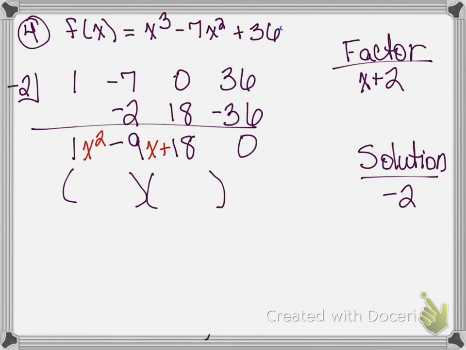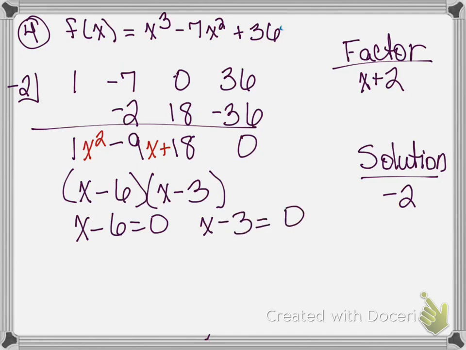My product is 18. 6 and 3, but it's negative 6 and negative 3. So I have x minus 6 and x minus 3, because negative 6 times negative 3 is positive 18. Negative 6 plus negative 3 is negative 9. Now I set those equal to 0, and that's where I get the positives. So I have x equals 6, x equals 3. So 6 and 3 are part of my solutions. So my factors are x minus 6 and x minus 3.